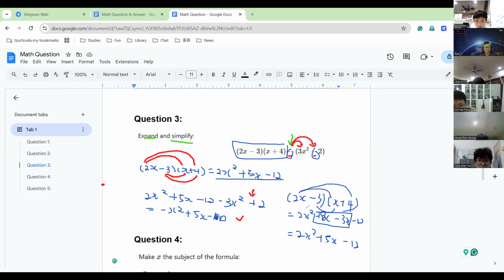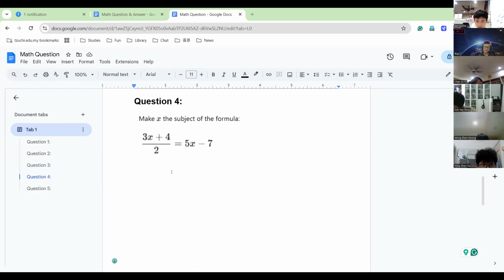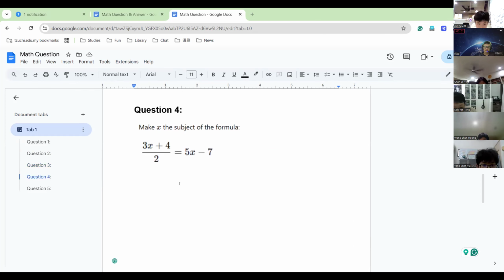Okay. So it's an expansion on what we learned in school. So Tracy just jumped the step. Okay, so if no question, we move to question 4, last 2 questions. So we need to make x the subject of the formula. So I put 1 minute.